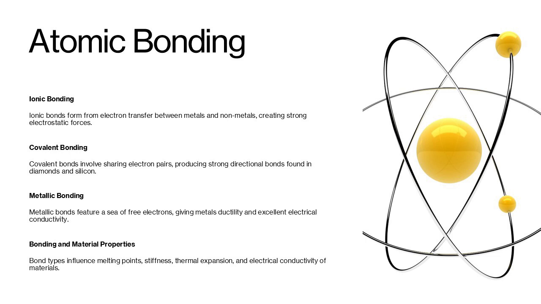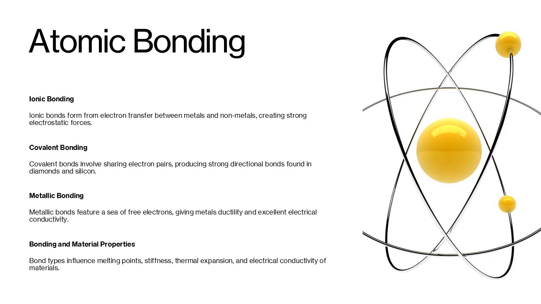Ionic bonding occurs when electrons are transferred between atoms, typically between metals and nonmetals, resulting in strong electrostatic forces that make ceramics hard and brittle. Covalent bonding involves the sharing of electron pairs between atoms, creating directional bonds that are extremely strong, as seen in materials like diamond and silicon. Metallic bonding is characterized by a sea of electrons that are free to move throughout the lattice, which imparts ductility and electrical conductivity to metals.